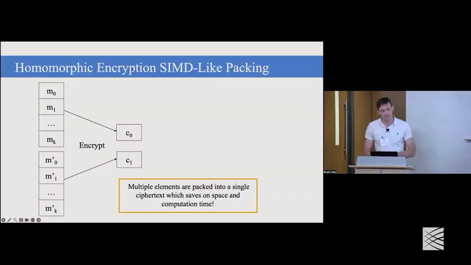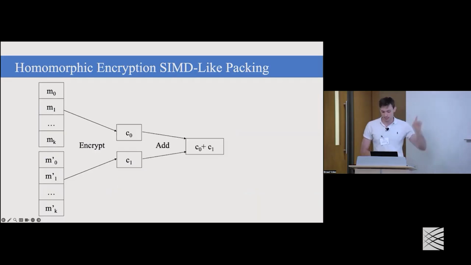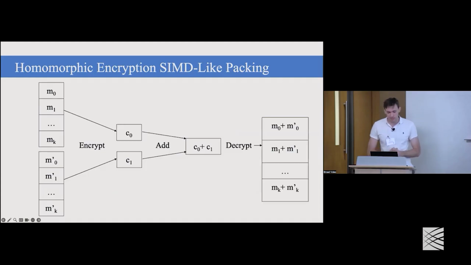Now, this works in practice as follows: we can take a vector of integers and another vector of integers. We encrypt them into single ciphertexts. We do one addition operation. And then when we decrypt, we get the pairwise sum of all of these.